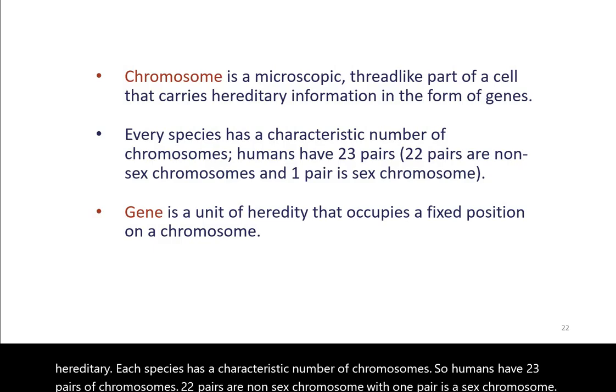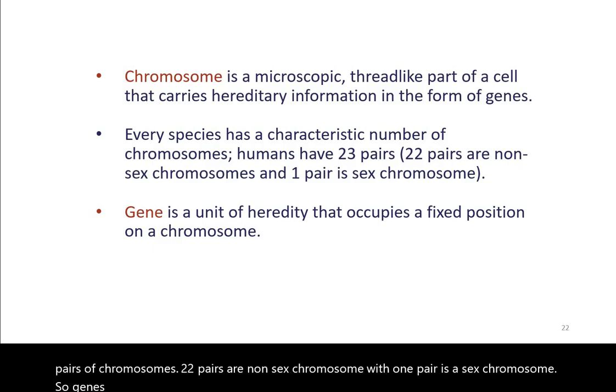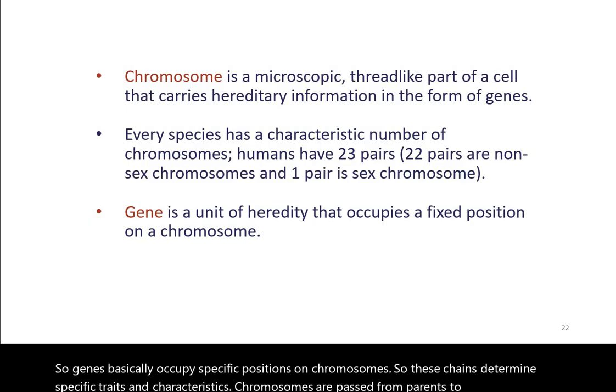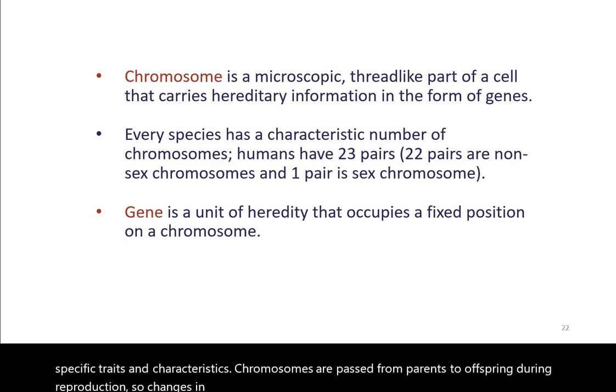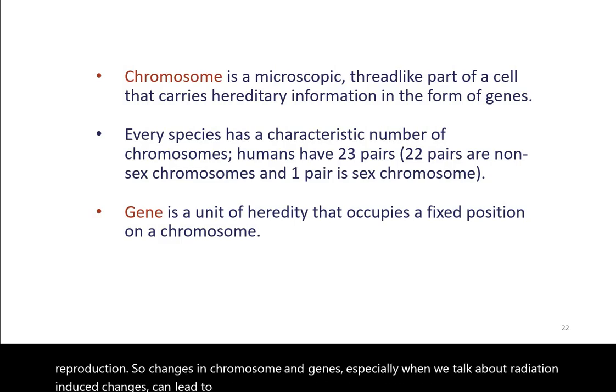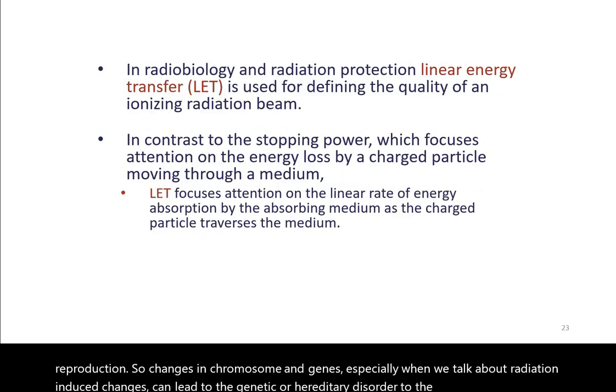Genes occupy specific positions on chromosomes, and these genes determine specific traits and characteristics. Chromosomes are passed from parents to offspring during reproduction. So changes in chromosomes and genes, especially radiation-induced changes, can lead to genetic or hereditary disorders in the offspring.